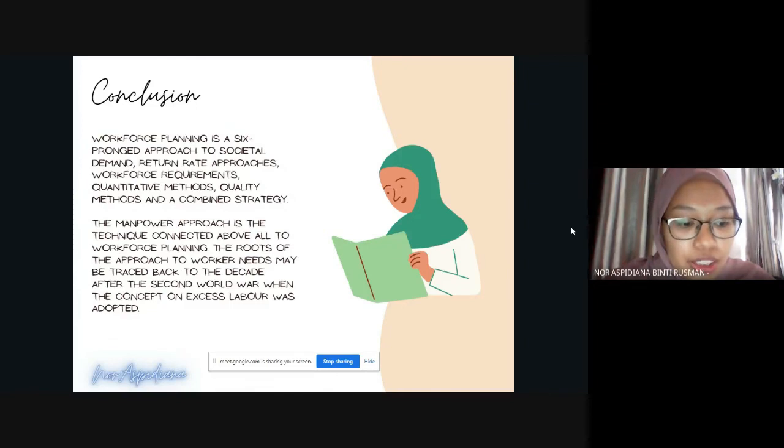Workforce planning has six approaches: social demand, workforce requirement, quantitative method, qualitative method, and a combined strategy. The labor requirement method is frequently taken by national planners, and the association between the workforce strategy in various industrial groups and the product was noticed. That's all for me. Thank you.